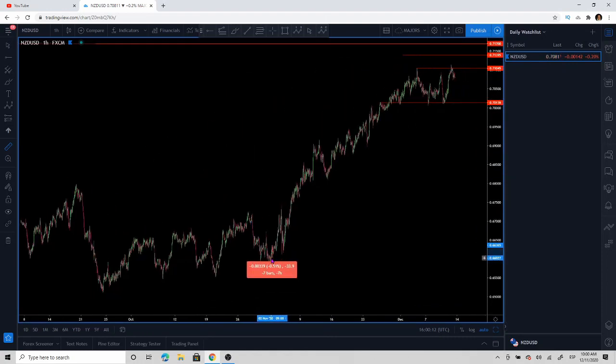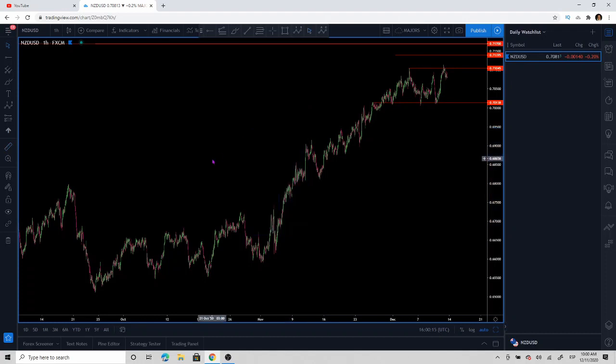The overall trend on the Kiwi USD is bullish, right? It's a bullish trend.